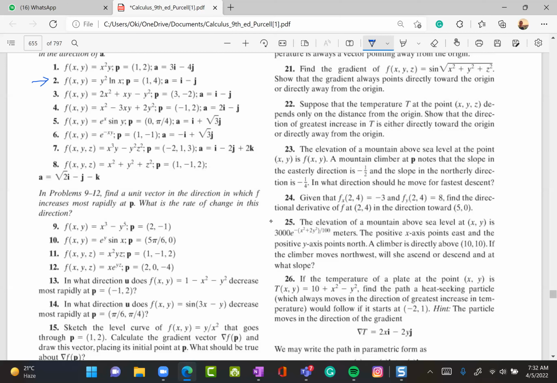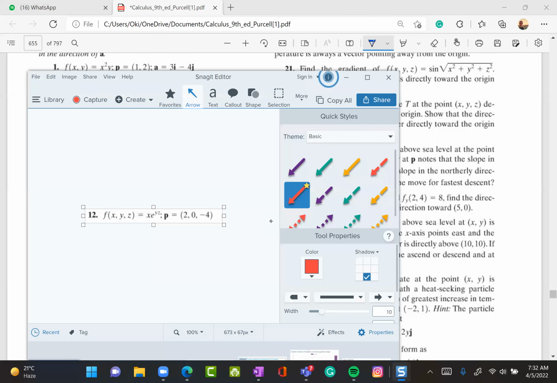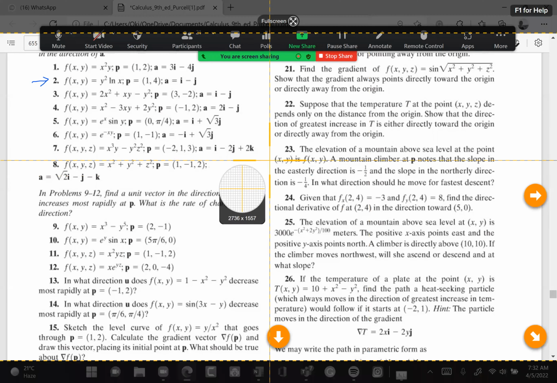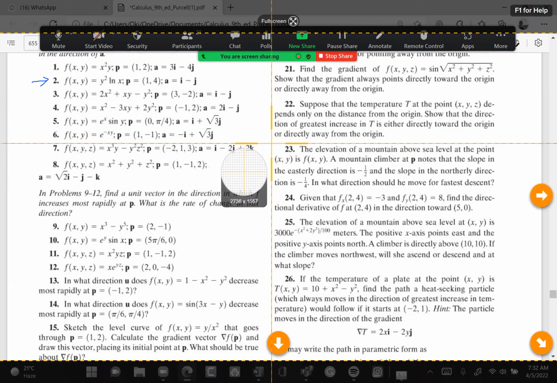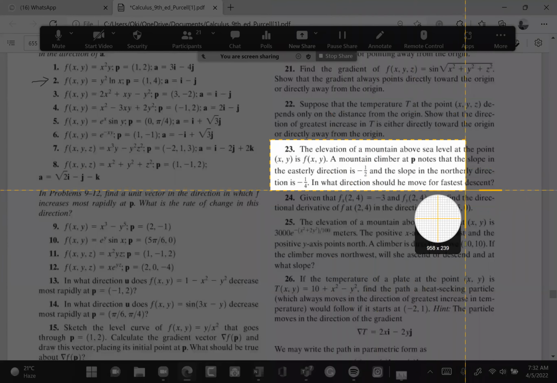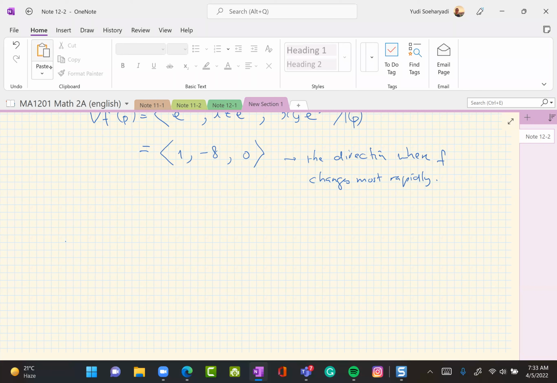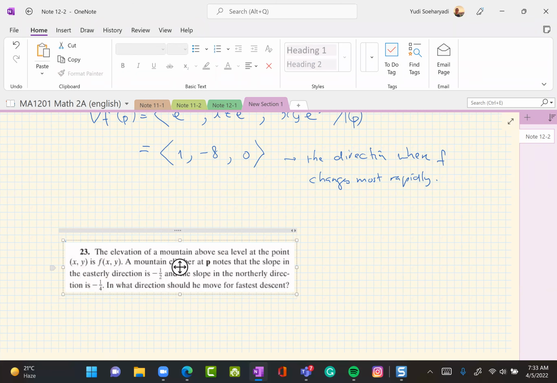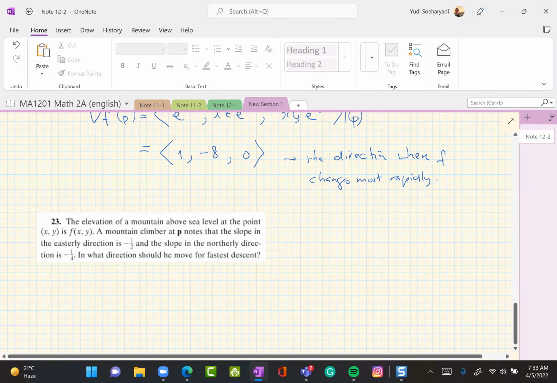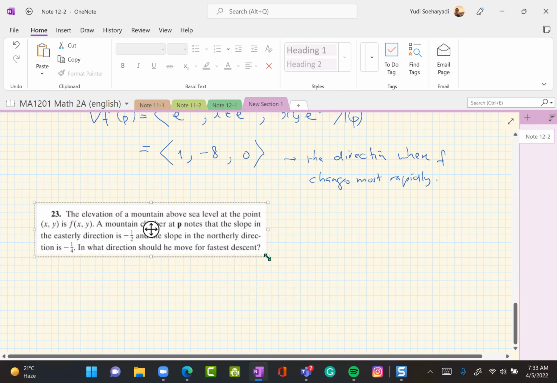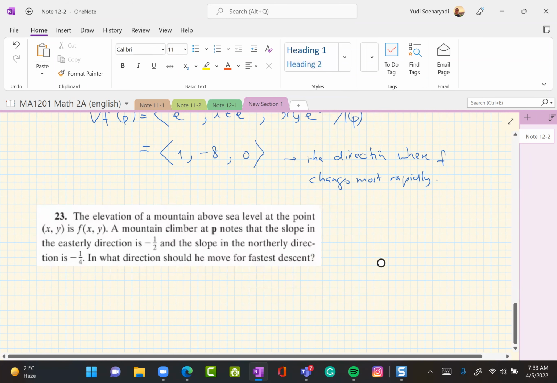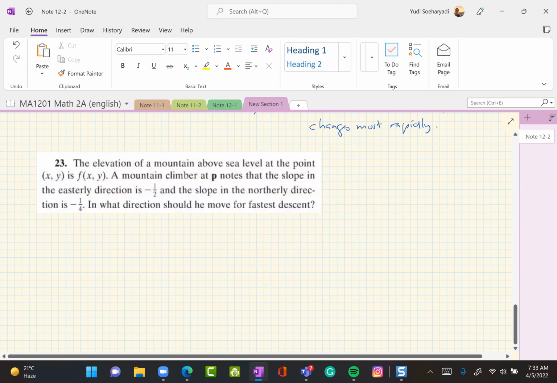All right, let's see this one now, number 23. Okay, so this elevation of the mountain above sea level at the point (x, y) is f.